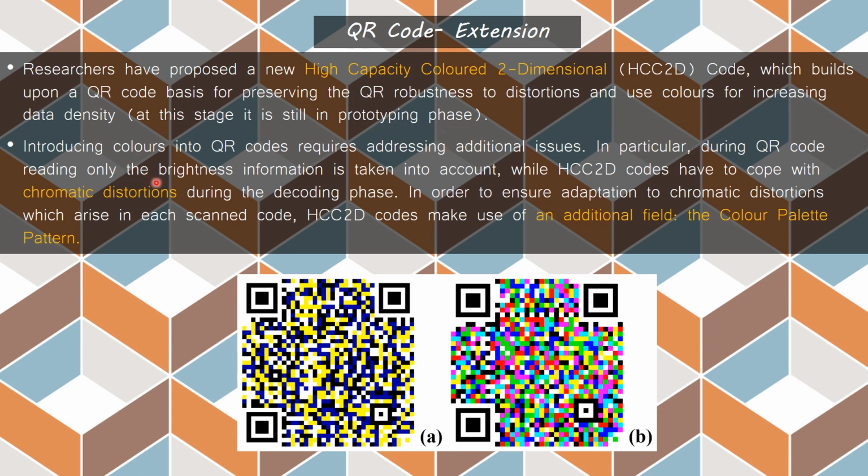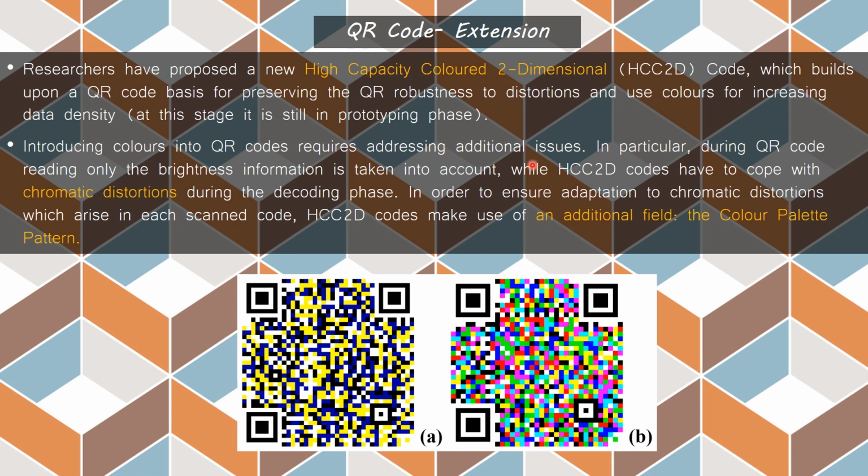They also included colors, and if you include colors, it requires addressing additional issues. For example, in your normal QR code, that is the black and white QR code, we have to worry only about the brightness information. That is, if it is too bright, then it is white. If it is dark, then it is black. It is easy for us to distinguish between a black square and a white square, even though sometimes the QR code fades out as it is printed on paper or cardboard usually.